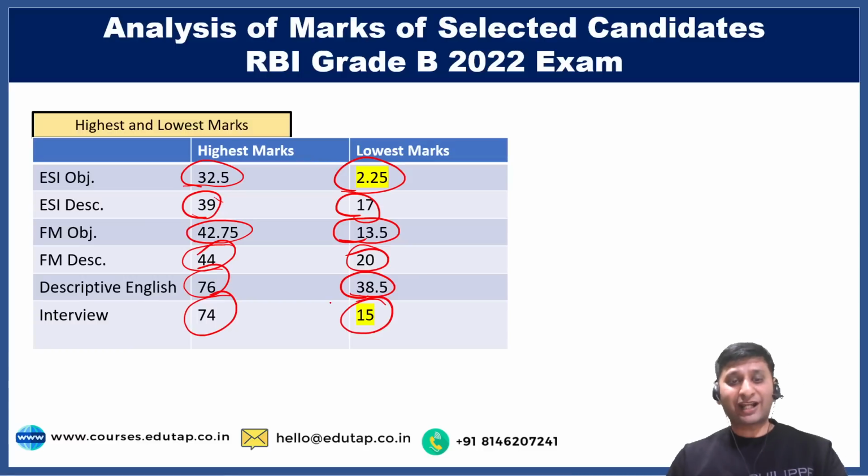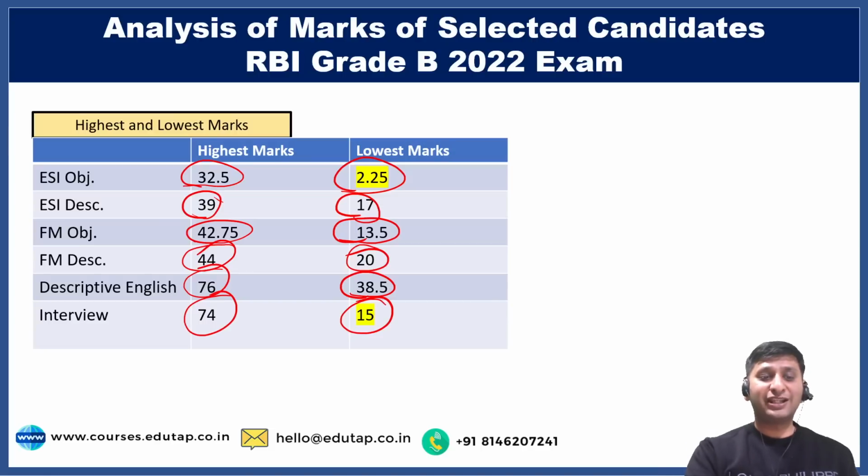So overall, if I try to deduce some learnings out of here, first is, guys, you will clearly see that the variation in the objective part is a lot more. ESI objective में देख लीजिए, highest is 32, lowest is 2, huge variation. Here also highest is 42, lowest is 13.5.